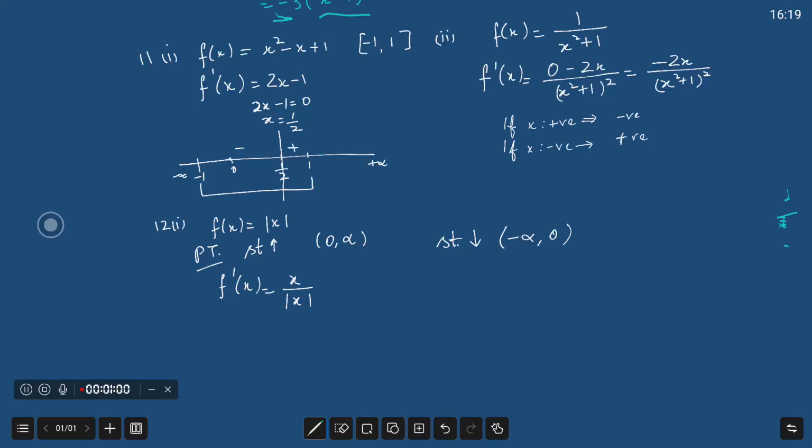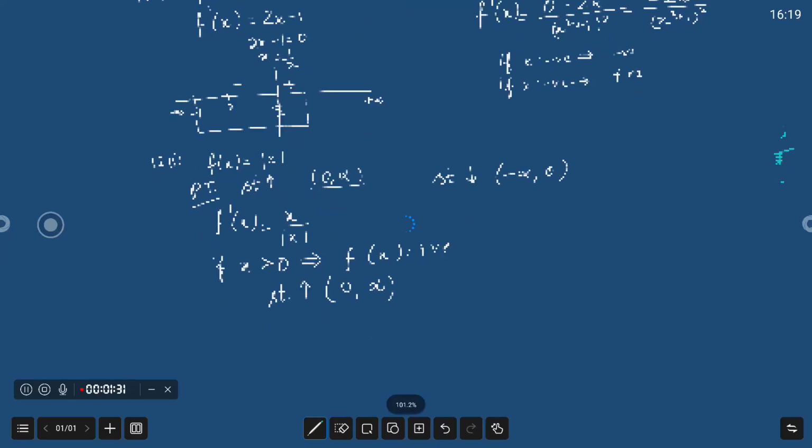So if x is greater than 0, what will be f dash x? Greater than 0, positive. If x is less than 0, f dash x will be less than 0. So that means you have the value for both cases. If x is greater than 0, this would mean that f dash x is positive. That means it is strictly increasing in this interval 0 till infinity.